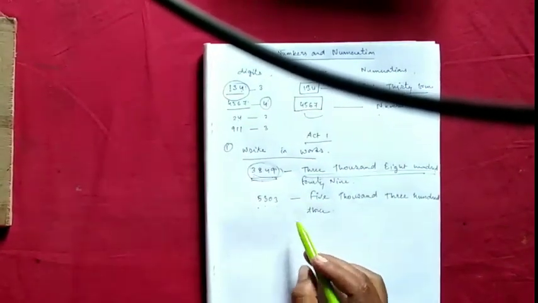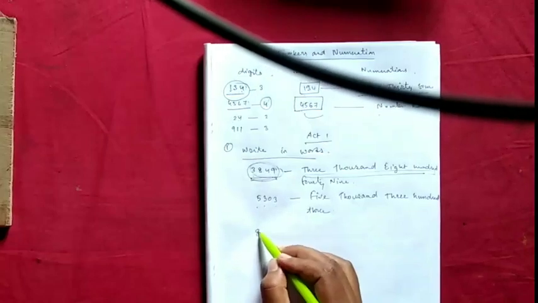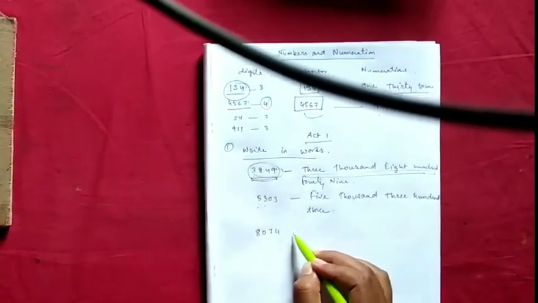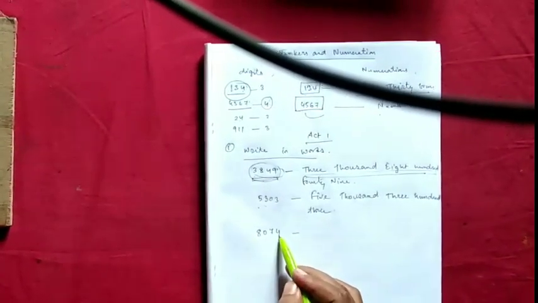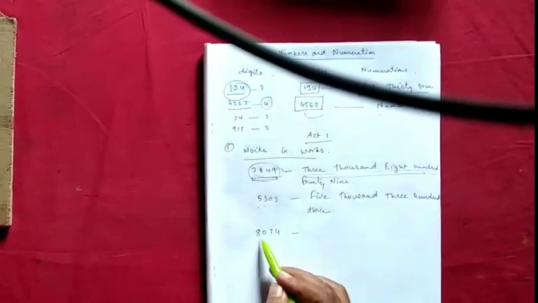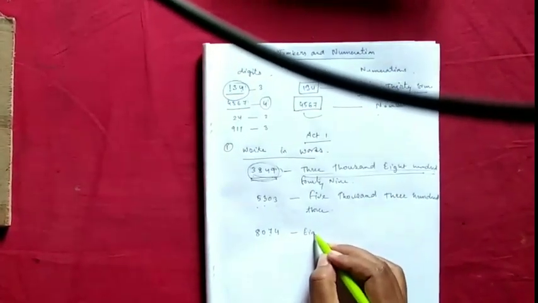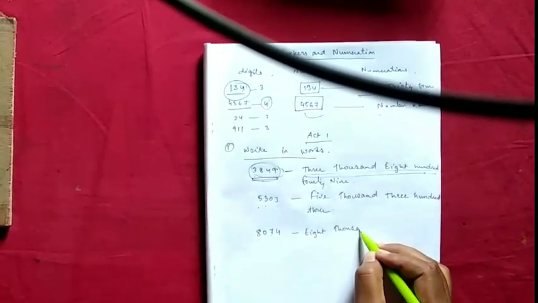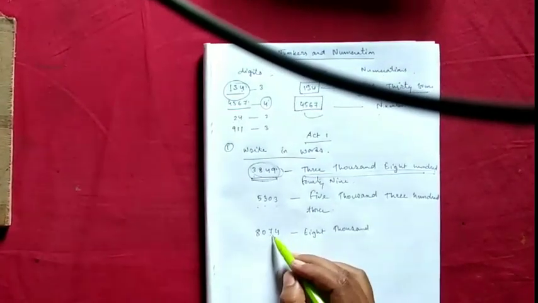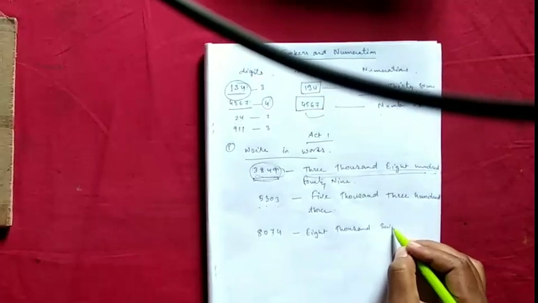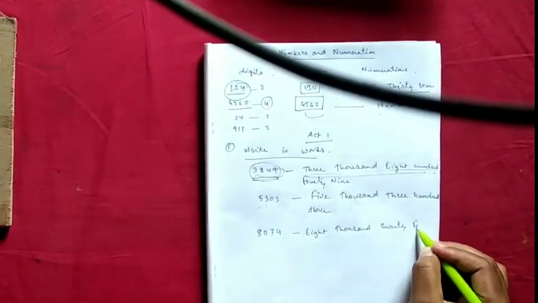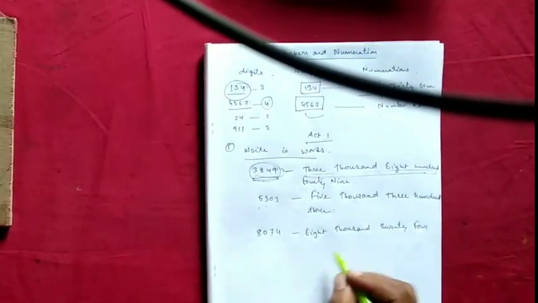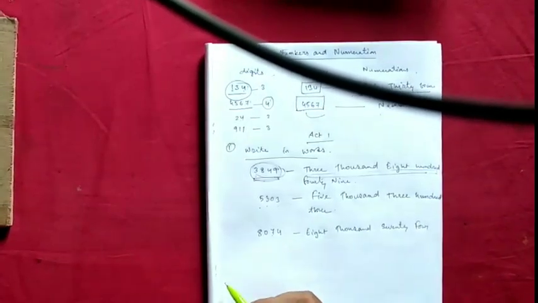So next one is 8074. How to write? 8074 means 1, 10, 100, 1000. So 8000. Eight thousand seventy-four. 74. 8074. Okay.